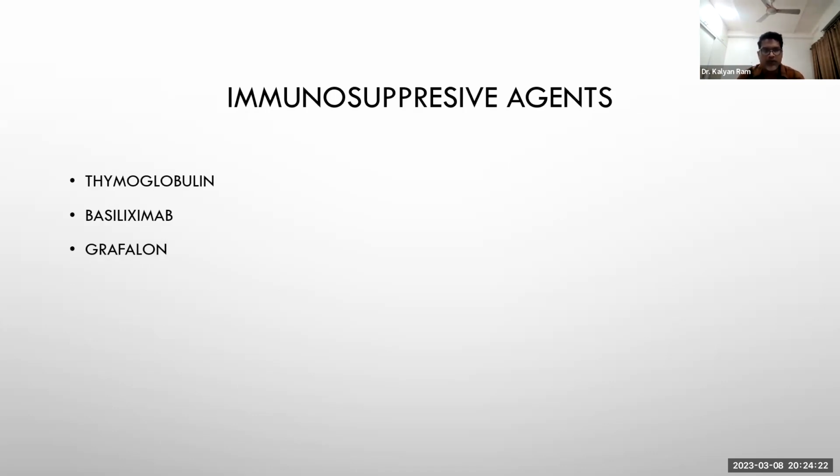Nowadays, people are using grafalon, which has fewer side effects. Thymoglobulin is used in HLA mismatched patients. Basiliximab is generally used in good HLA matching first degree relative patients. It is given as 2 doses, 20 mg on POD 0 and POD 4.